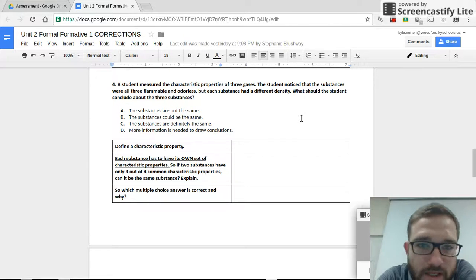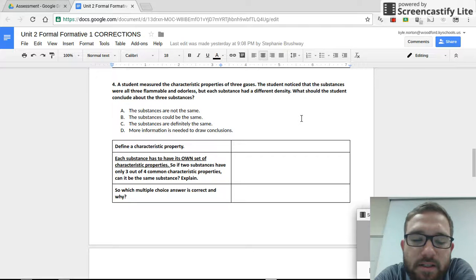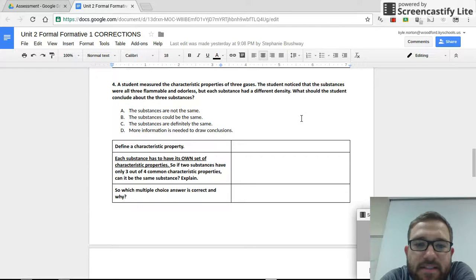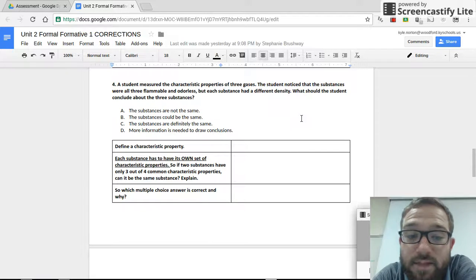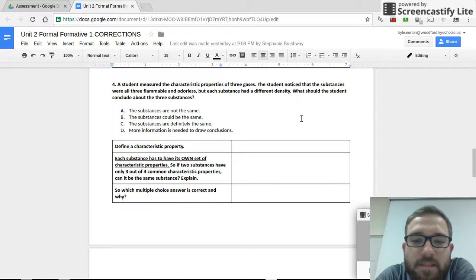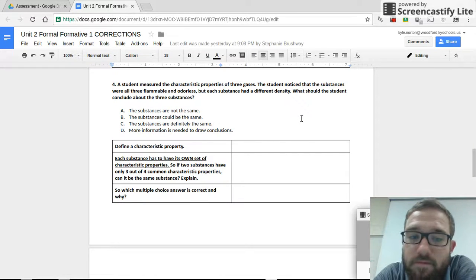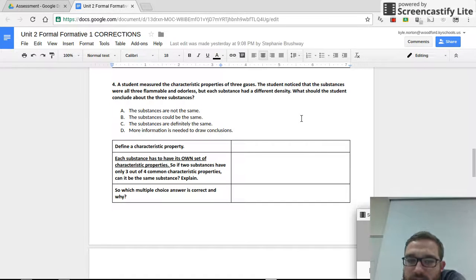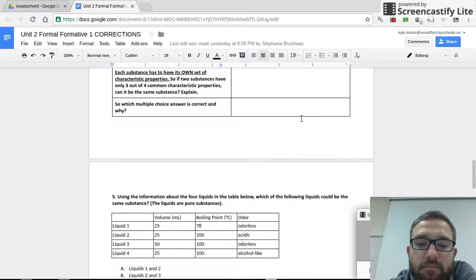Well, again, what is a characteristic property? You need to define it. Then each substance has to have its own set of characteristic properties. Every pure substance has its own set of characteristic properties. So if 2 substances have only 3 out of 4 common characteristic properties, can it be the same substance? Well, if you know anything about characteristic properties in pure substances, I think you'll know the answer to that. And so which multiple choice answer is correct and why?